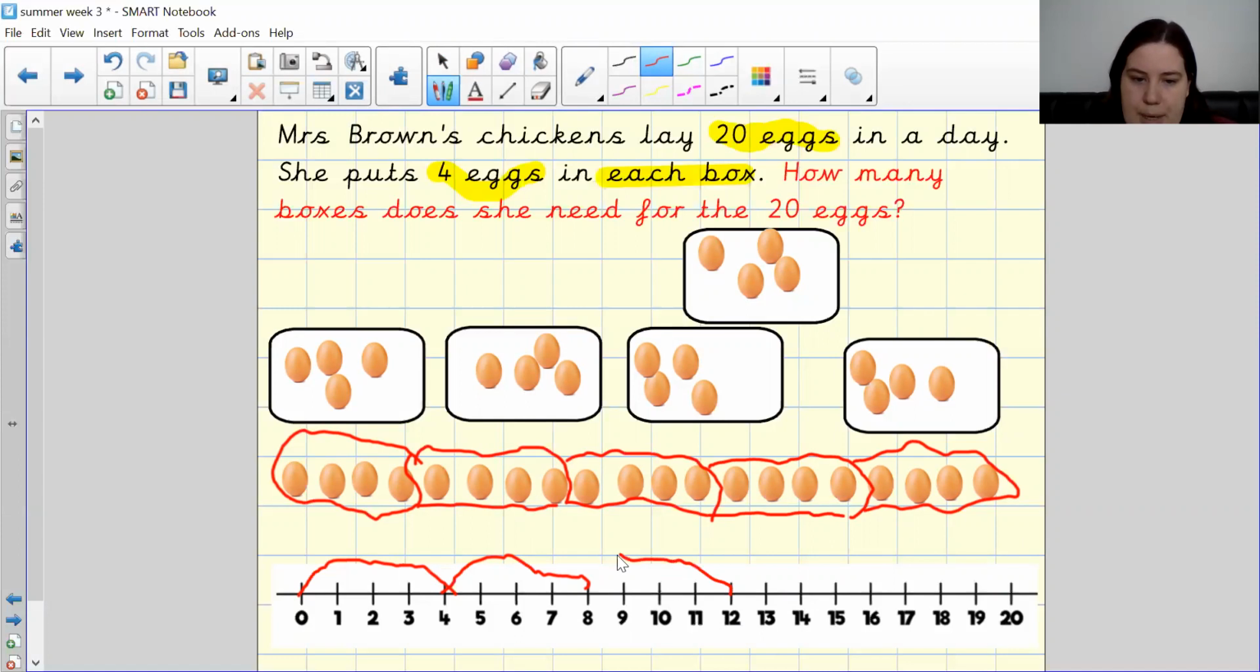And then you jump back, and again, 1, 2, 3, 4. And I'm going to keep going until I get to 20. 1, 2, 3, 4. So how many jumps did I need to do? 1, 2, 3, 4, 5. So that is 5. So Mrs. Brown would have needed 5 boxes for all of her eggs.